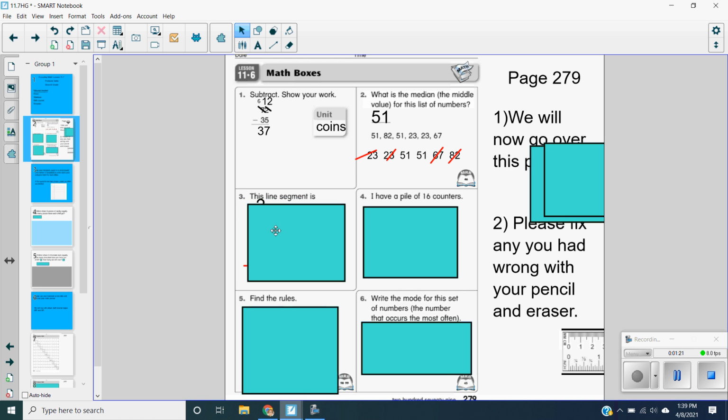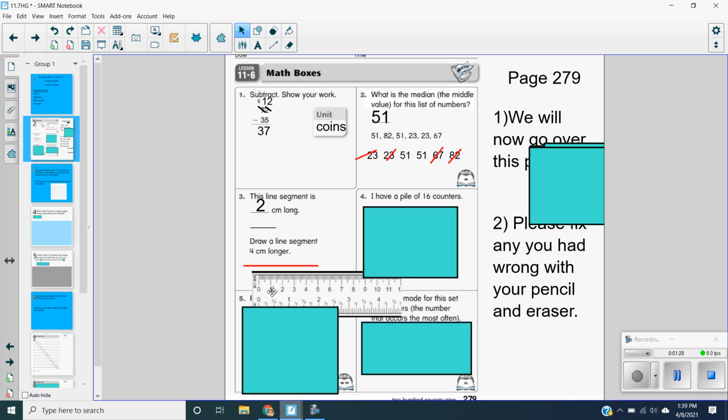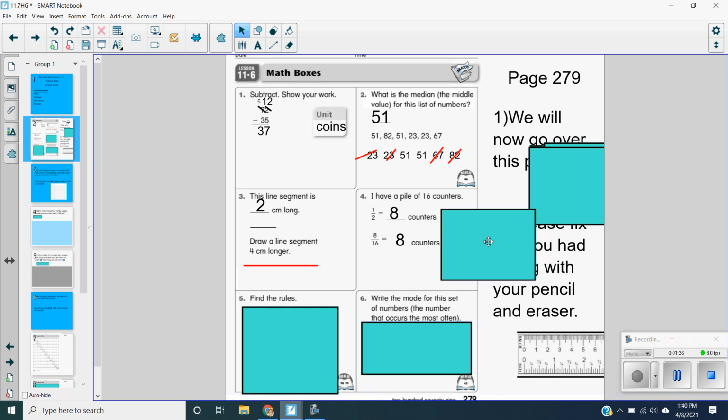For question 3, the line segment was 2 centimeters long, and then you needed to draw a line segment that was 4 centimeters longer, so your new line segment should be 6 centimeters long. For question 4, I have a pile of 16 counters, so half of 16 is 8, which is also the same thing as saying 8 sixteenths. That would also be 8 counters.